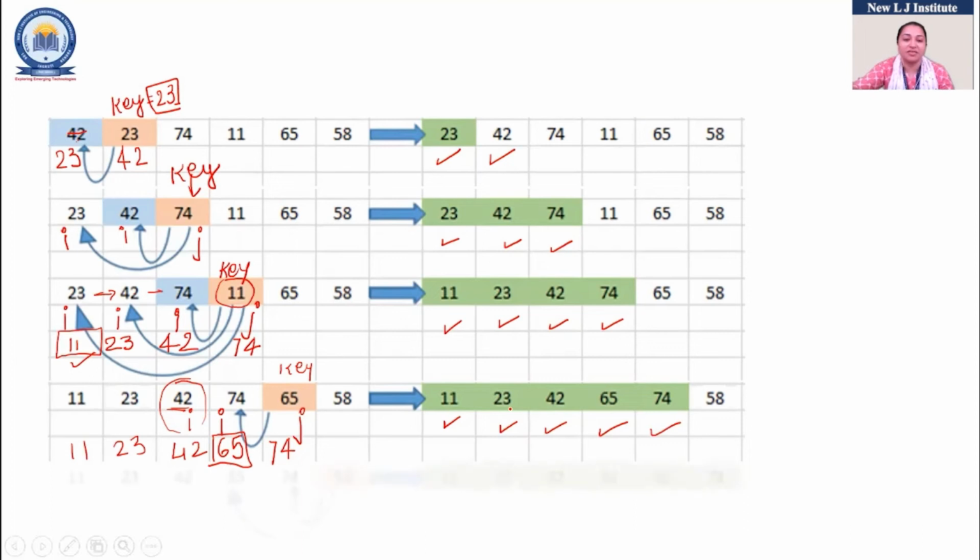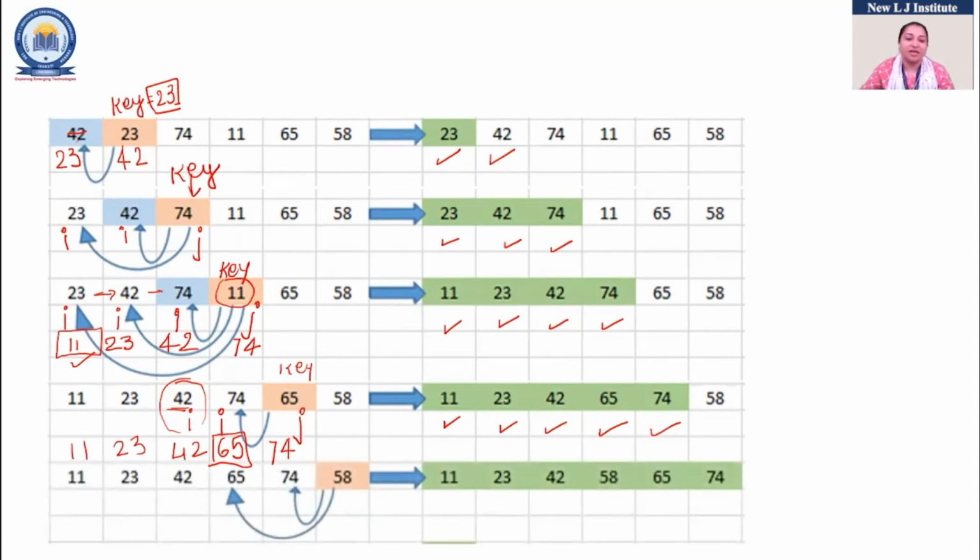Now let us take the last iteration, and obviously in the last iteration there is only one unsorted element we have with us, which is 58. This is my j and my I will always be j minus 1. So 58 will be compared with 74. As 74 is greater than 58, we will shift the 74 at right. Okay, I will be decremented by 1. Again, 65 is greater than 58. So 65 will be shifted at right. Now I will be decremented by 1.